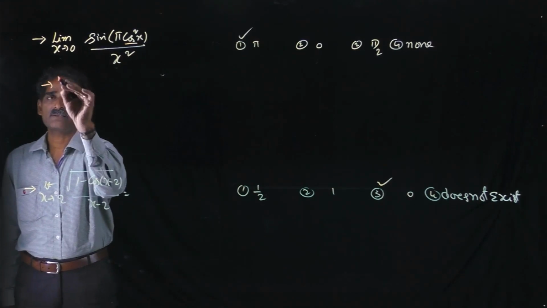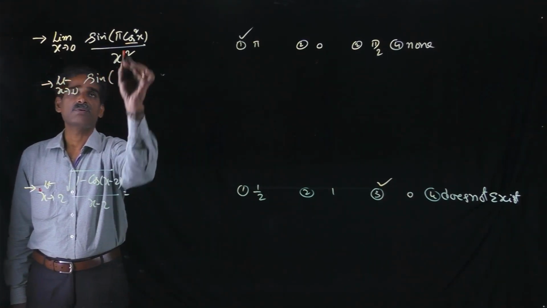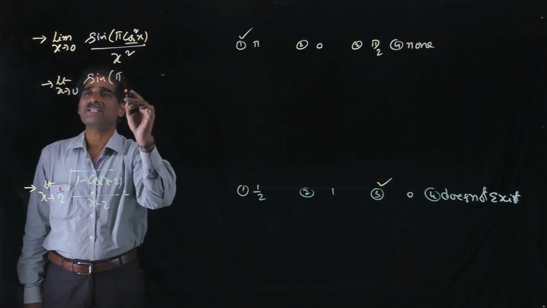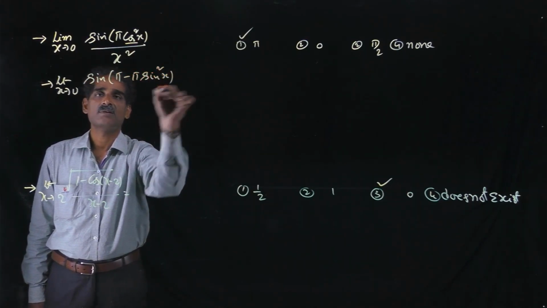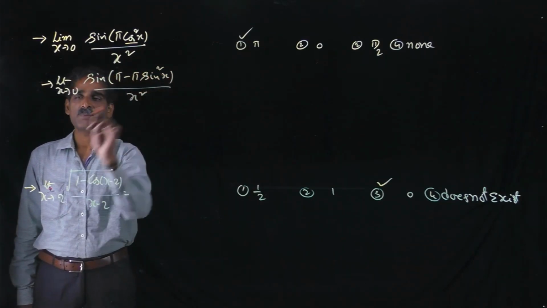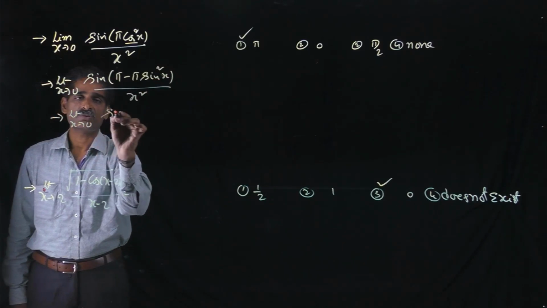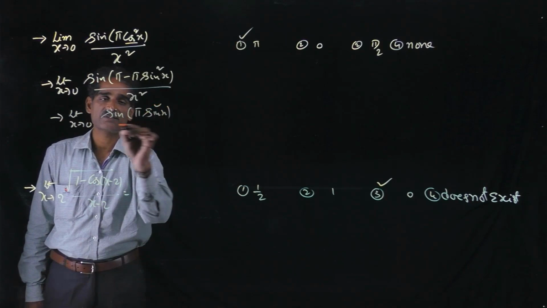Here we can write limit x tends to 0, sine of pi cos square x. Here we can write pi into 1 minus sine square x. That means pi minus pi sine square x, whole divided by x square. Now it is in the form of sine of pi minus theta. Sine of pi minus theta is sine theta. So we should write down sine of pi sine square x.